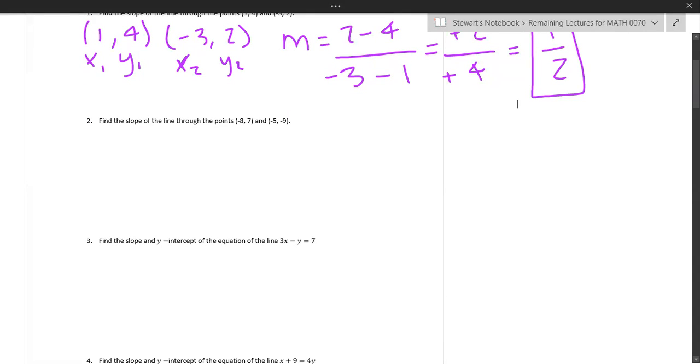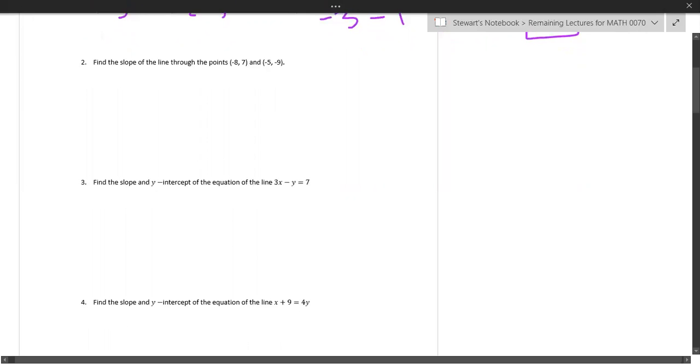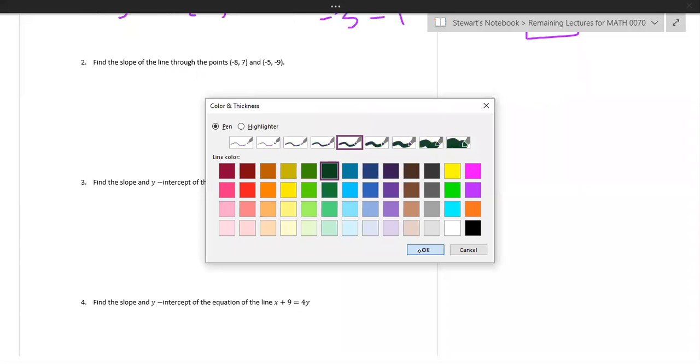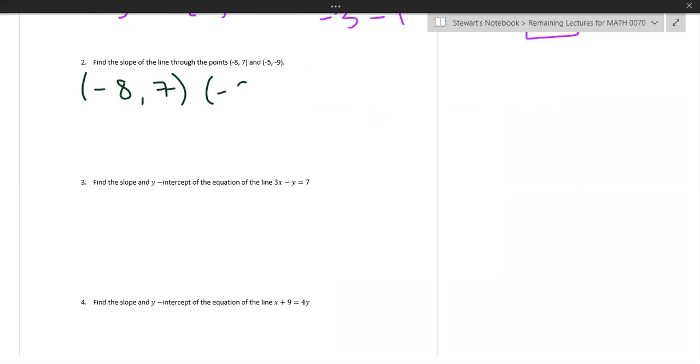Okay, so now we have to find the slope of the line through the points (-8, 7) and (-5, -9). So we have some other line that we're talking about. It goes through these 2 points, (-8, 7) and (-5, -9). So we have x1, y1, x2, y2.